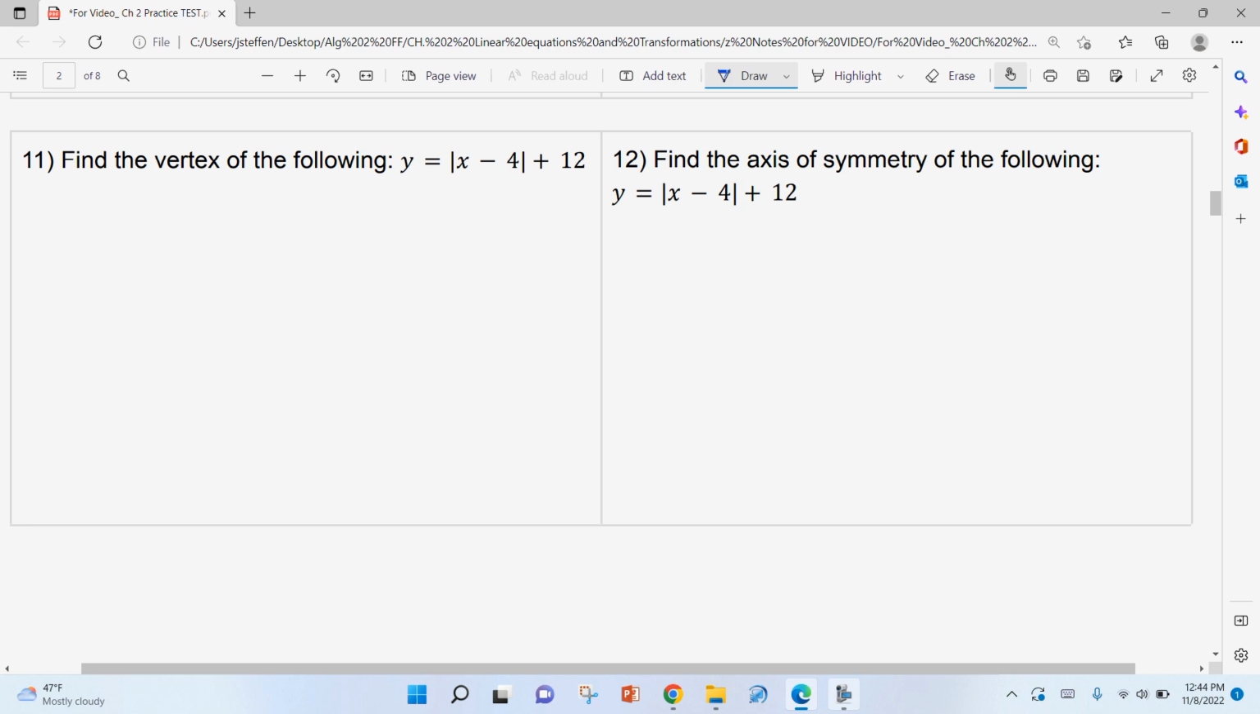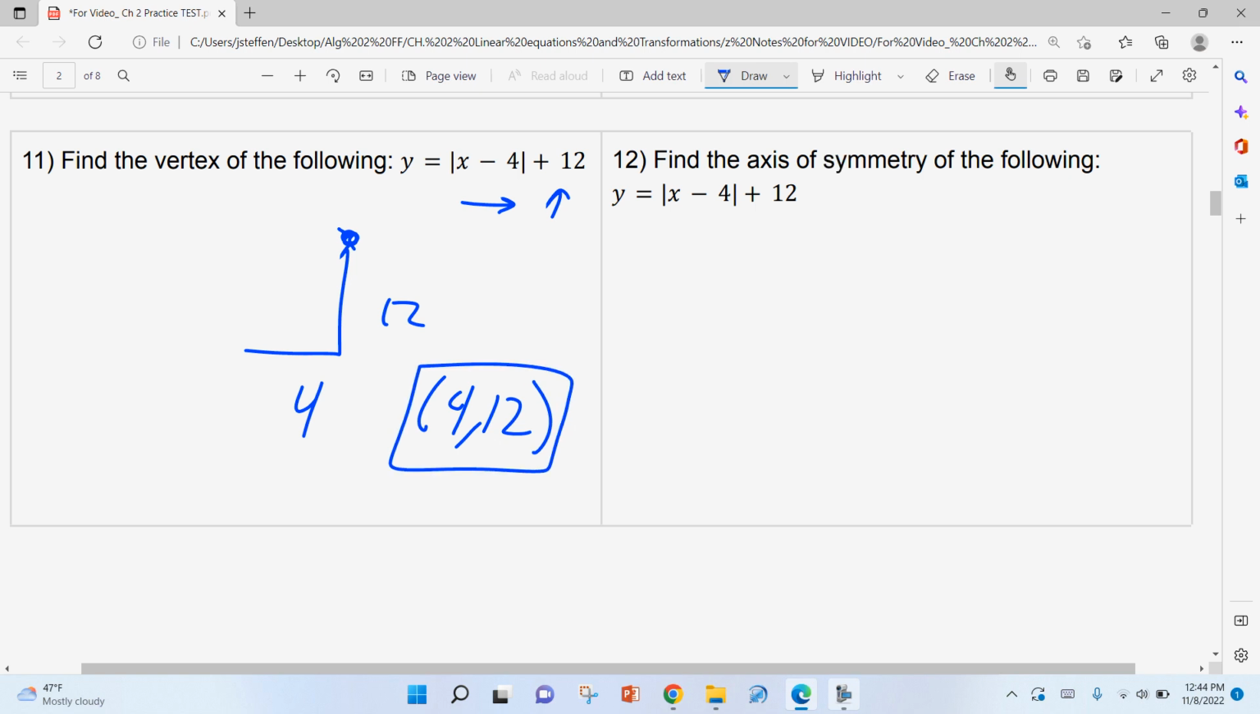Number 11, find the vertex of the following. Remember, there's a couple ways to think of this. The way I like to think of it, just because we've done it a lot lately, the vertex is, we start at 0, 0, so we went to the right 4 and then up 12. So if we go to the right 4 and then up 12, that ordered pair is 4, 12. That's the way I like to think about it. The other way to think about it is it's the negative of the opposite of this answer. So +4 is your x, and then this is your y, +4, 12.